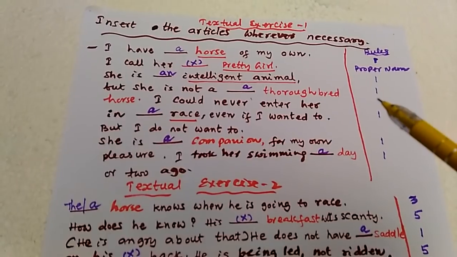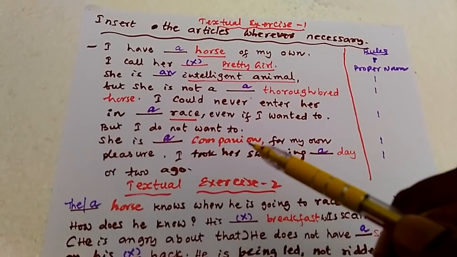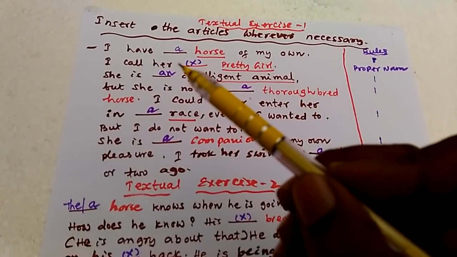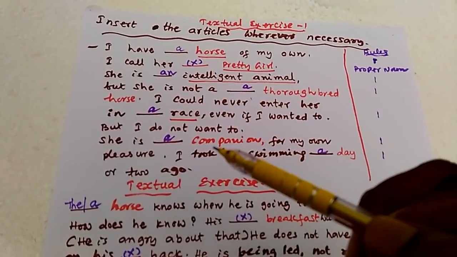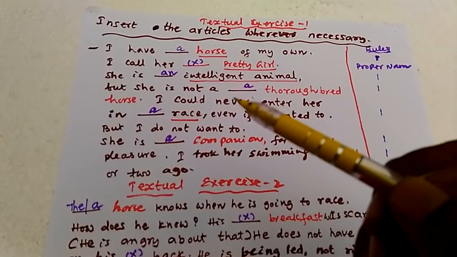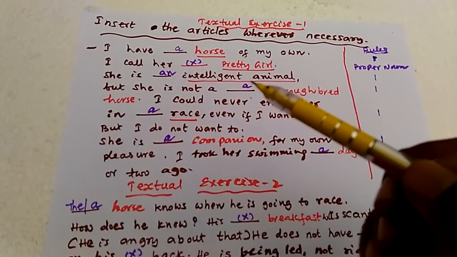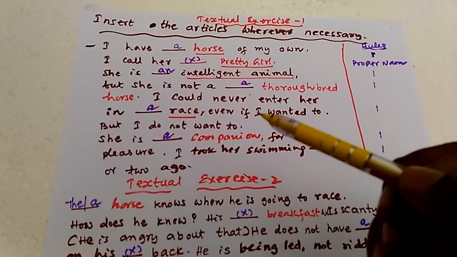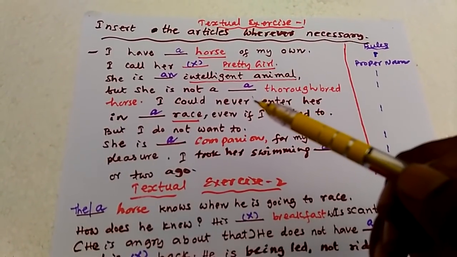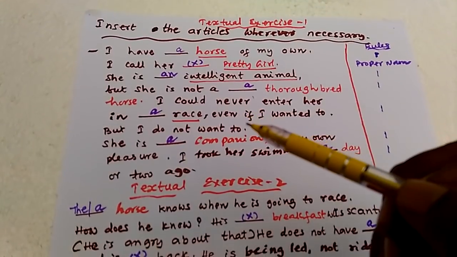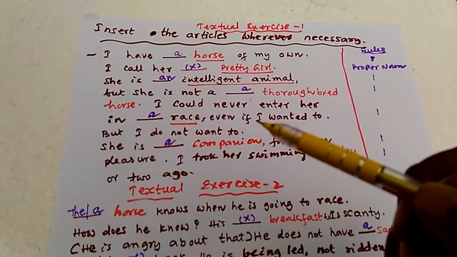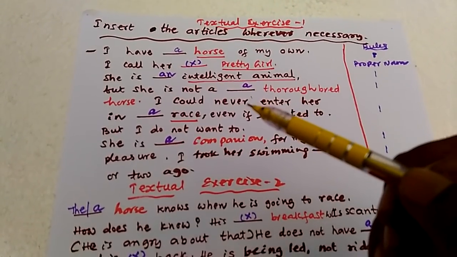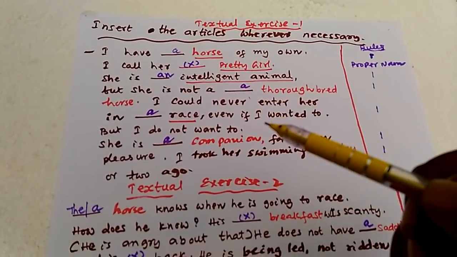What is the rule number 1? In case of the predicate part, if a blank is there before a noun, we have to use a or an. We need not write the. If you want to write the, it should be the only one in a particular context. But as this is not the case, we cannot write it here. Here we can follow only the rule number 1, where in the predicate part we can make use of a or an.